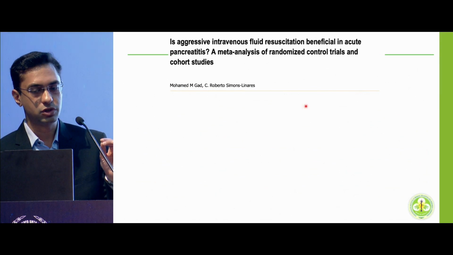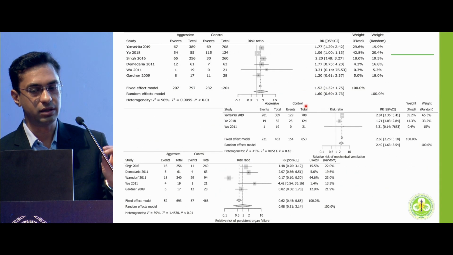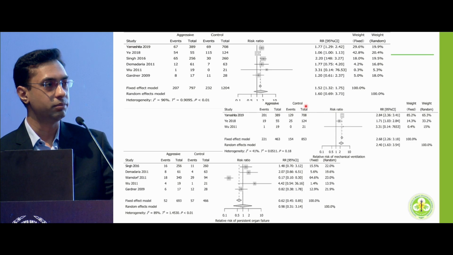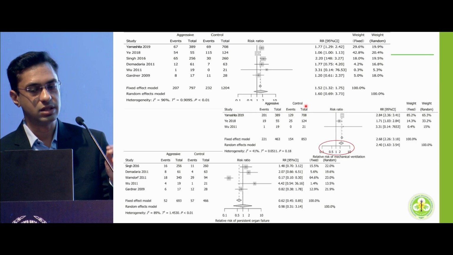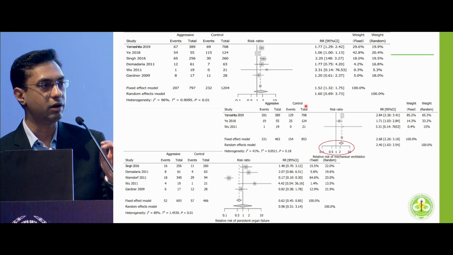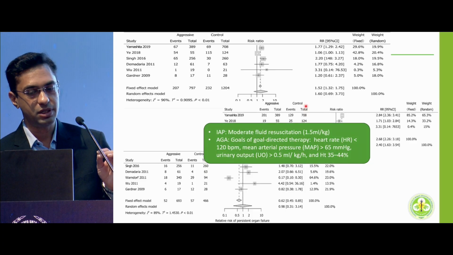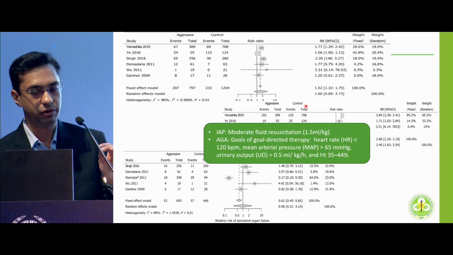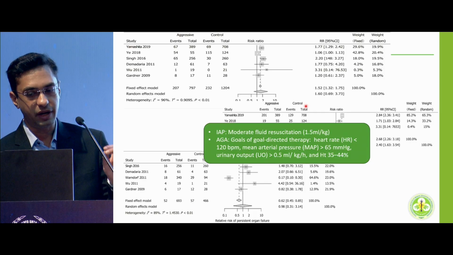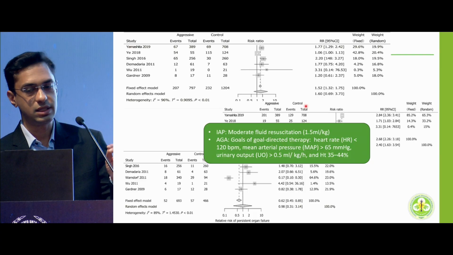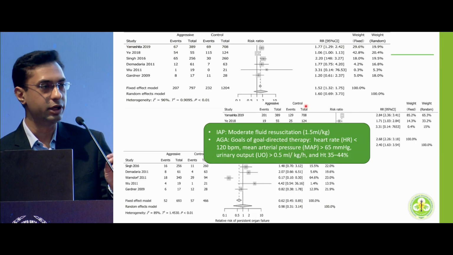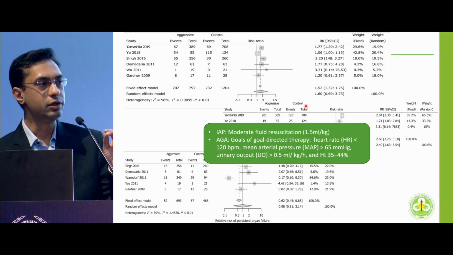The same finding was also observed in a recent meta-analysis, where the aggressive group was not associated with any benefit; rather, the chances of requiring mechanical ventilation were higher. So based on this, the recently published IAP guideline has also suggested that moderate fluid resuscitation should be the target, 1.5 ml per kg per hour, and most important, the IAP and EGA both suggest goal-directed therapy, where you chase the heart rate, mean arterial blood pressure, urine output monitoring, and the hematocrit or the blood urea nitrogen.